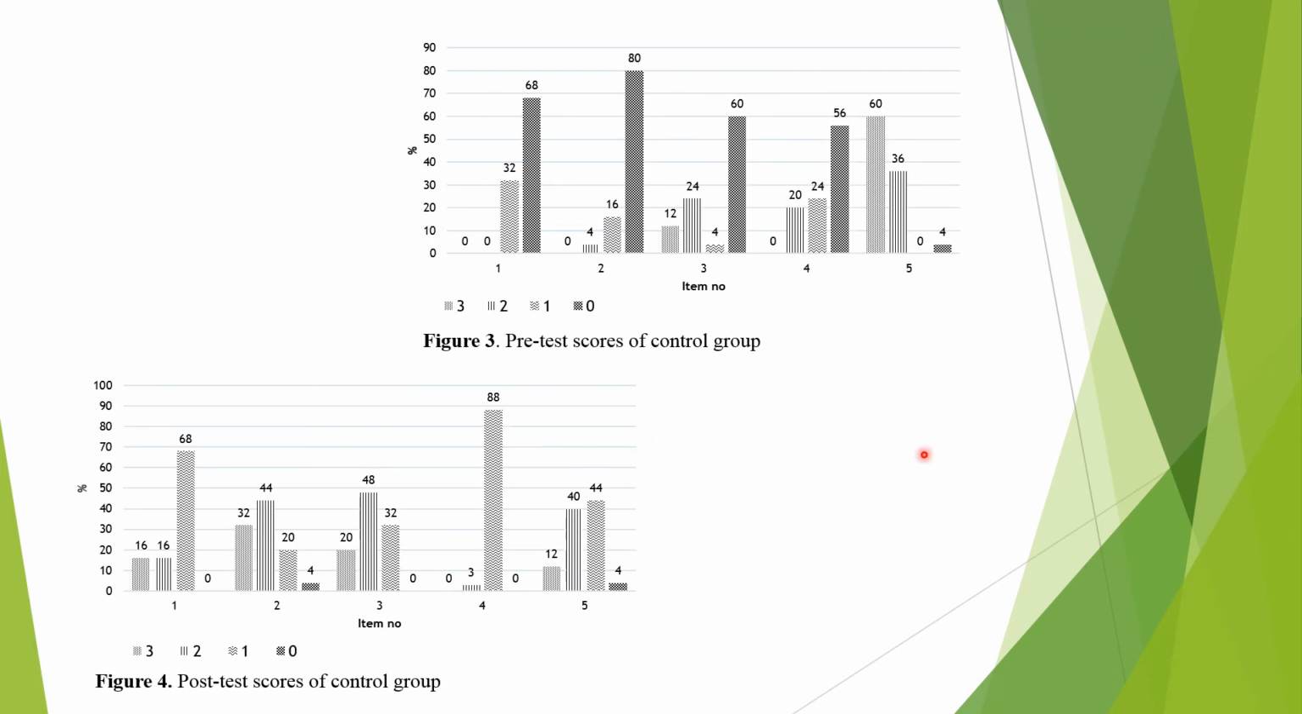Well, the next figures, figure 3 and figure 4, are the pre-test score and post-test score of the control group. It is also shown that there is a positive change in the health literacy dimensions achieved by students. However, we can see here that only scores 1 and 2 predominantly appeared at the post-test. We can say that generally speaking, there is a difference in change between the experiment group and the control group. However, how big is the difference? We need to confirm this through the inferential analysis.